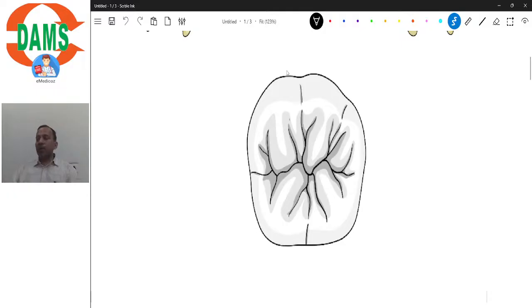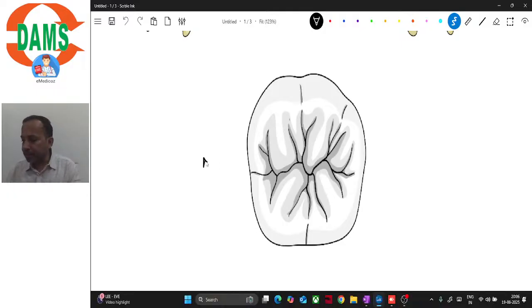Let's say this is the mandibular first molar, right? Mesial side, distal side, this is the buccal and this is the lingual side. So this is the mesiolingual cusp, this is the distolingual, this is the mesiobuccal, distobuccal and this is the distal cusp.